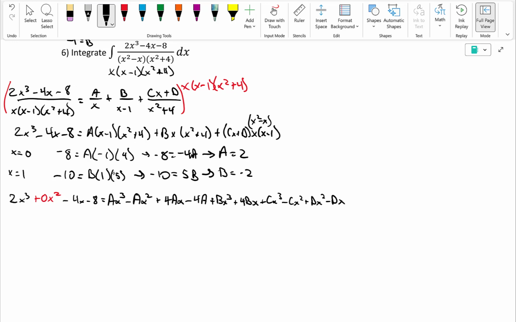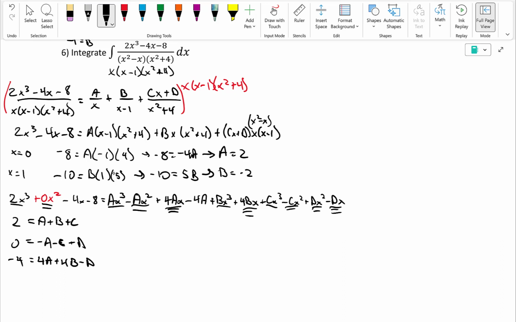All right, and if we equate coefficients to get our system, 2, right, our cubic would be equal to A plus B plus C. Our 0 for the squared would be equal to negative A minus C plus D. So minus A minus C plus D. And then the negative 4 for our linear is going to be equal to 4A plus 4B minus D. And finally, our constant, the minus 8, would be equal to just the minus 4A there.